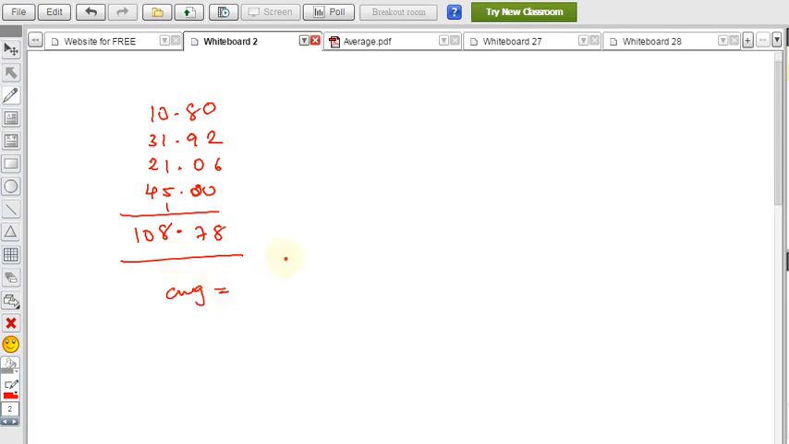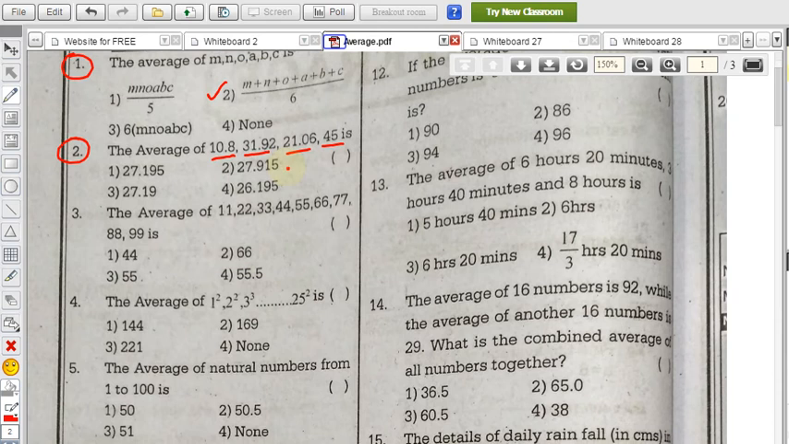Now average is equal to sum by number, that means sum of the observations by number of observations. 108.78 by 4. Now if you simplify this and do the division, 27.195 will come. 27.195. Yes.